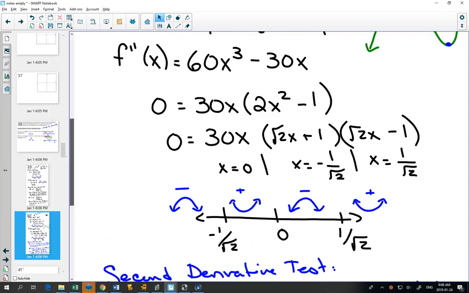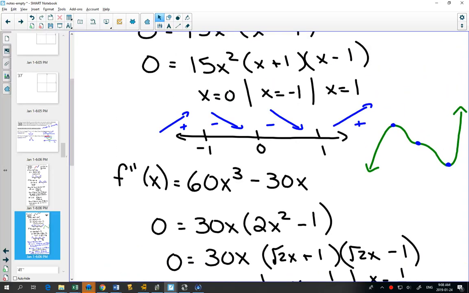If I go back to my little sketch here, the points that you would have found with your second derivative would have been these 3. And you have concave down here, concave down there, concave up here, and concave up here. So you can see the different sections of the graph.